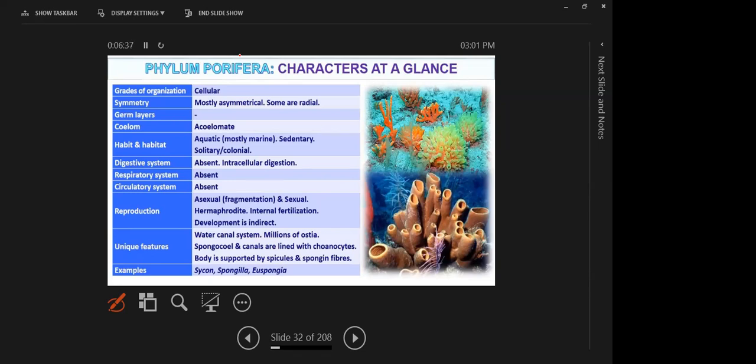So the water canal system has millions of ostia. What do you call the central canal? Spongocoel. The canals are lined by specialized cells called choanocytes, collar cells. The body is supported by spicules, exoskeleton-like structures of different shapes. Along with that, spongin fibers are also present. Three examples are given in your textbook: Sycon, Spongilla, Euspongia and Euplectella. These are the major examples given as per your NCERT.